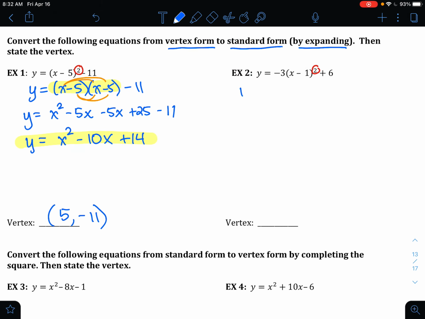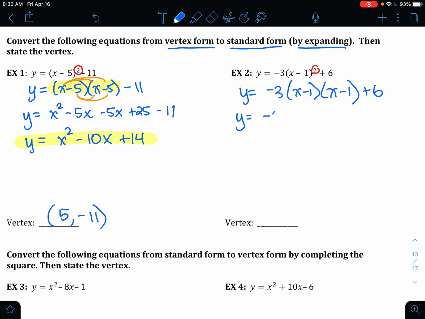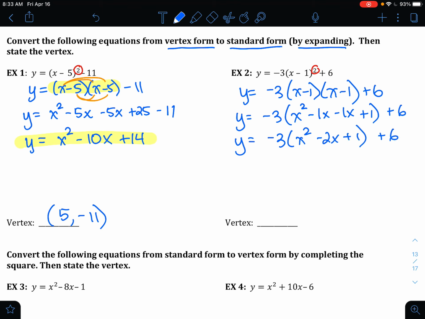Okay, I am going to expand it. So I have y equals, I've got this negative 3 in front that I'll deal with in a moment. So let's write both of these out, plus 6. Now let's distribute. Leave negative 3 here, and then just deal with x minus 1 times x minus 1. That would give me x squared minus 1x minus another 1x plus 1. And then don't forget about that plus 6. Now we're going to combine like terms in the parentheses, so that's x squared minus 2x plus 1.